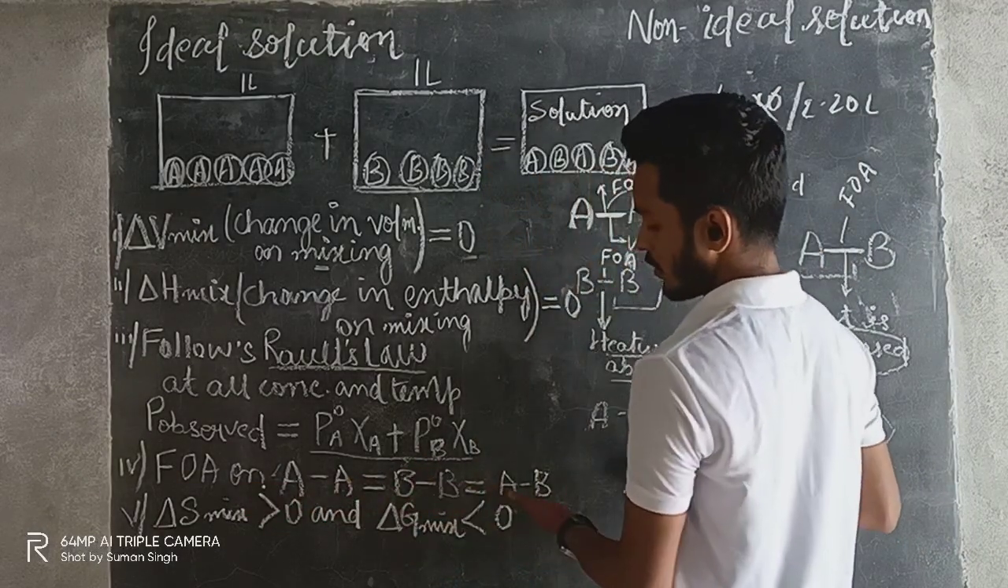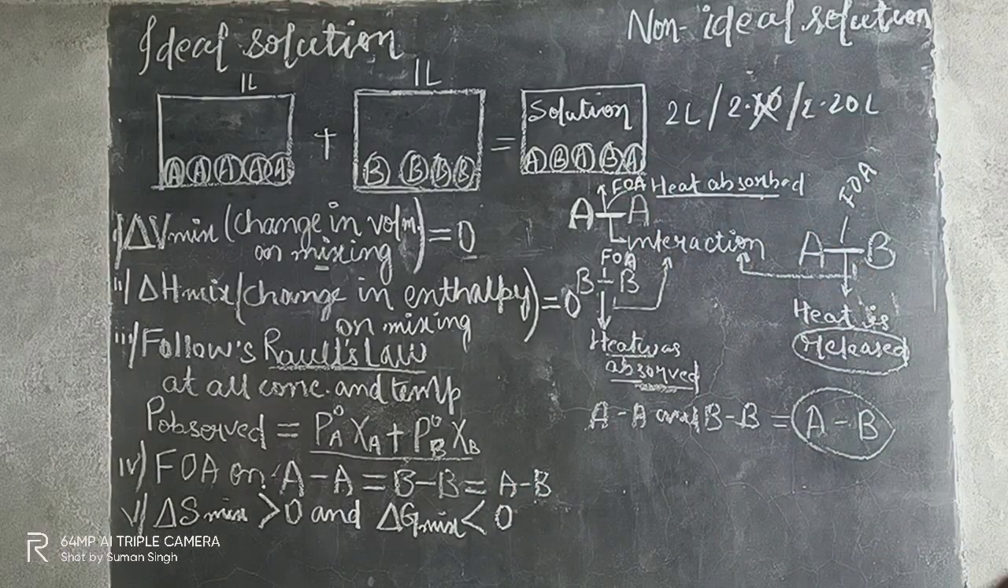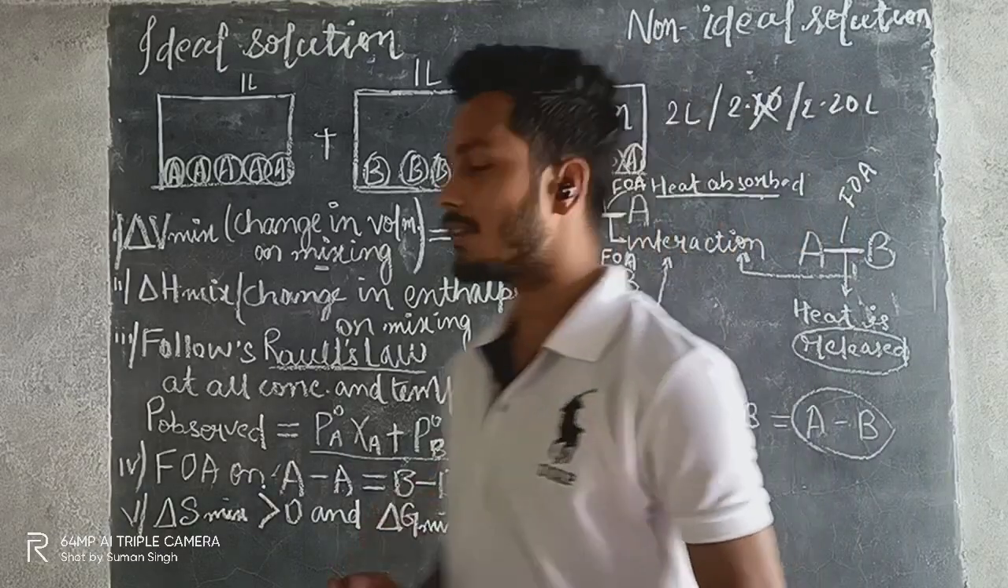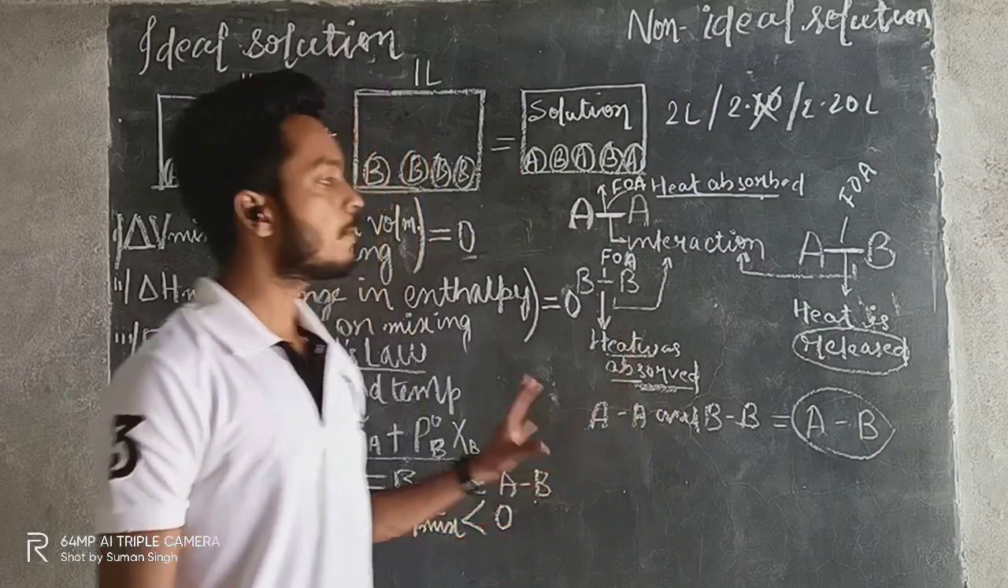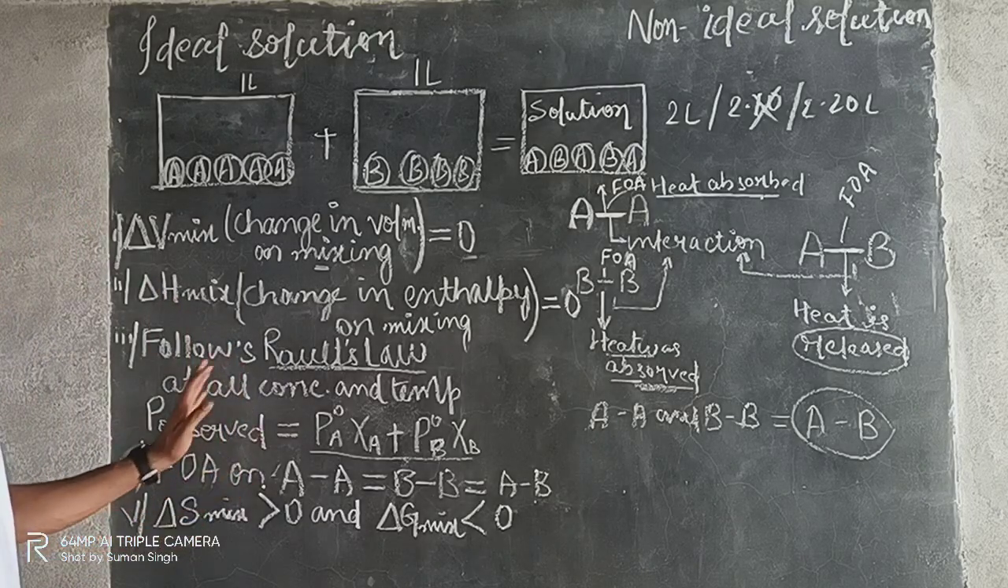Okay, just see, force of attraction on AA is equal to force of attraction on BB, which is equal to force of attraction on AB. Then it is called what? Ideal solution. Okay, so these four important terms you have to keep in mind to identify which one is ideal solution and which one is non-ideal solution.